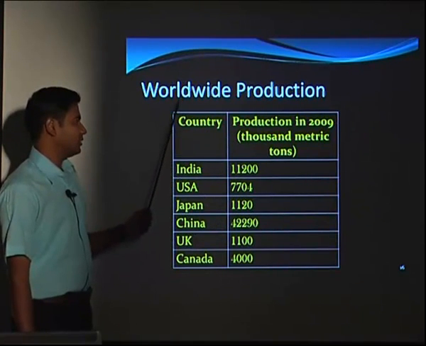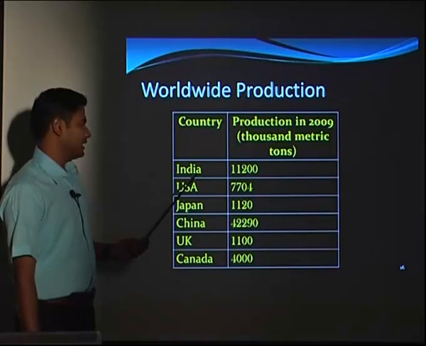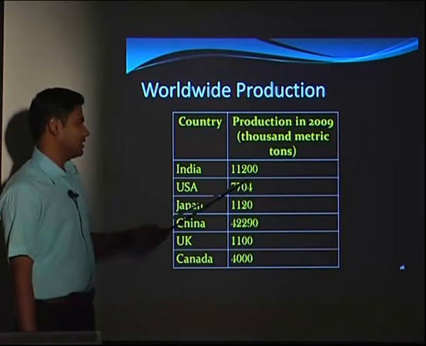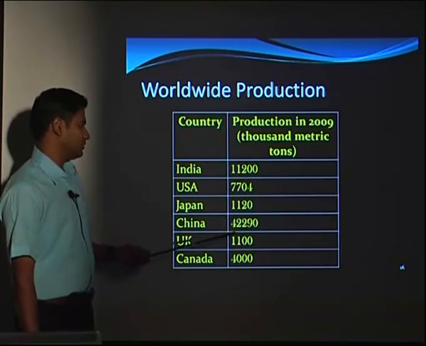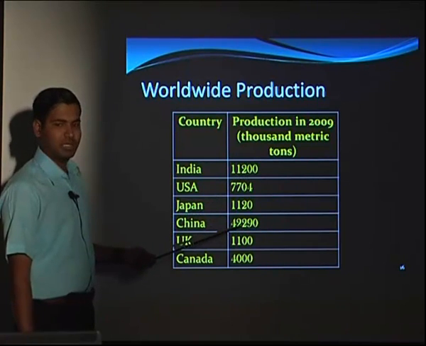If we see the worldwide production of ammonia, we can see India, which is agriculture based, has a higher production of ammonia. Also in China we can see a higher production of ammonia.